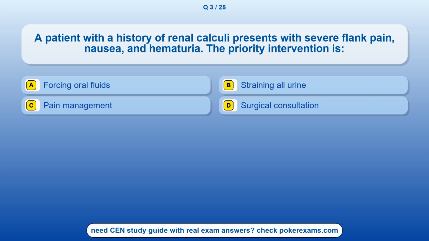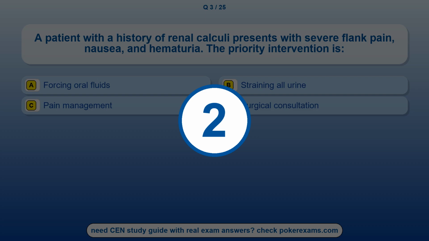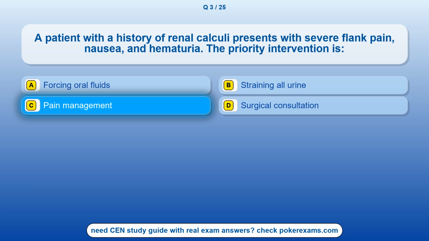Question 3. A patient with a history of renal calculi presents with severe flank pain, nausea, and hematuria. The priority intervention is: Option A, forcing oral fluids. Option B, straining all urine. Option C, pain management. Option D, surgical consultation. The correct answer is option C, pain management.